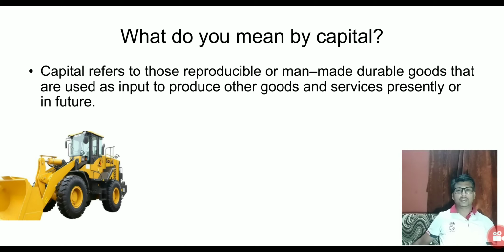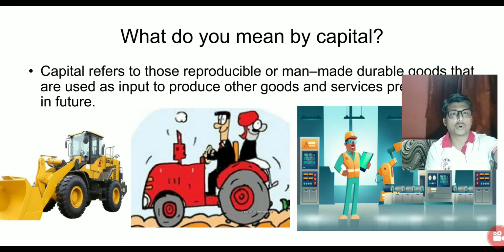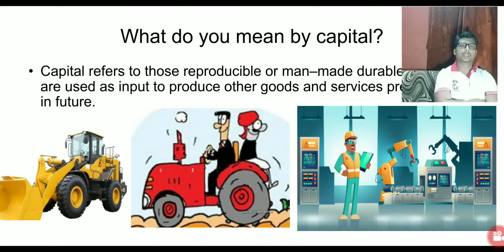Examples of it: you might see this a lot of times in a construction site, a JCB, which is used to level and to dig the ground. A tractor, which is used by the farmers quite a lot to cultivate their land, which is used again and again over the years for production. A plant means a factory which is used by the industrialist to produce goods and services over the years.